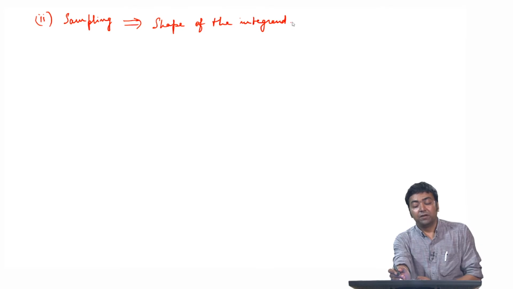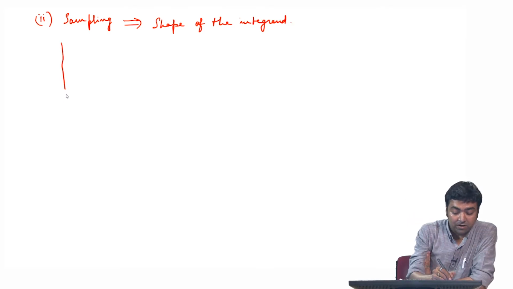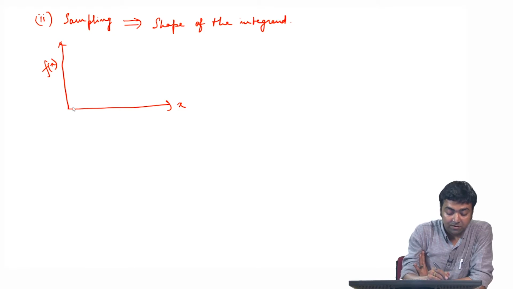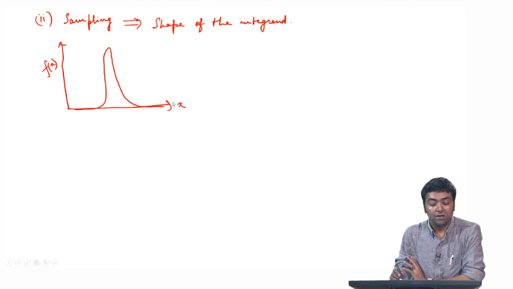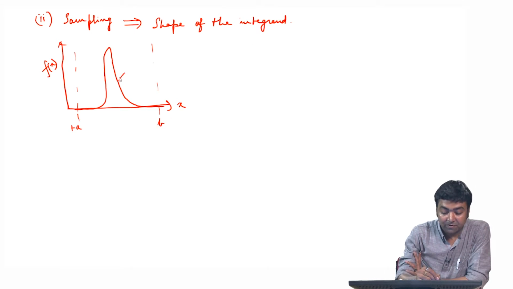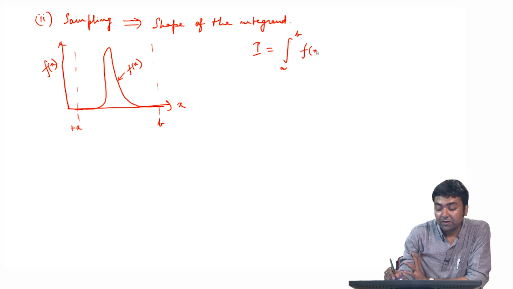What do I mean by the shape of the integrand? Let us look at an example, a one dimensional example again. Suppose I have a function which looks something like this in one dimension, and I want to do an integral from a to b. If I call this function f(x), what I am interested to know is the integral from a to b of f(x) dx.